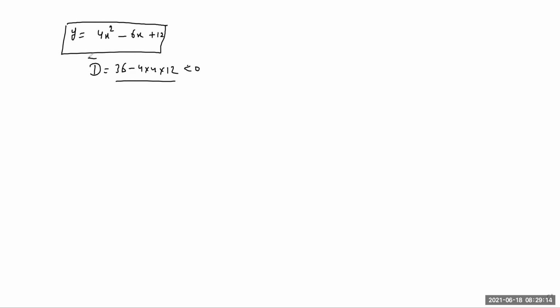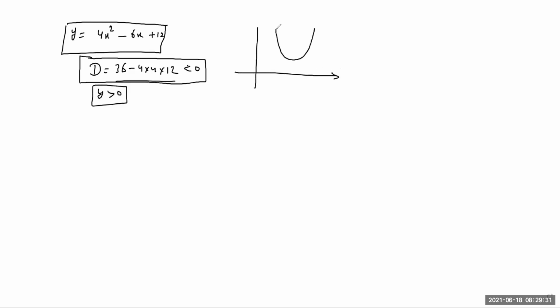Now, if the discriminant is negative, what does it mean? There are no real roots, and the graph is always above the x-axis. So when we have a negative discriminant, it will never cut the x-axis, and therefore the graph will be above the x-axis. And because the graph is above the x-axis, y is always positive.